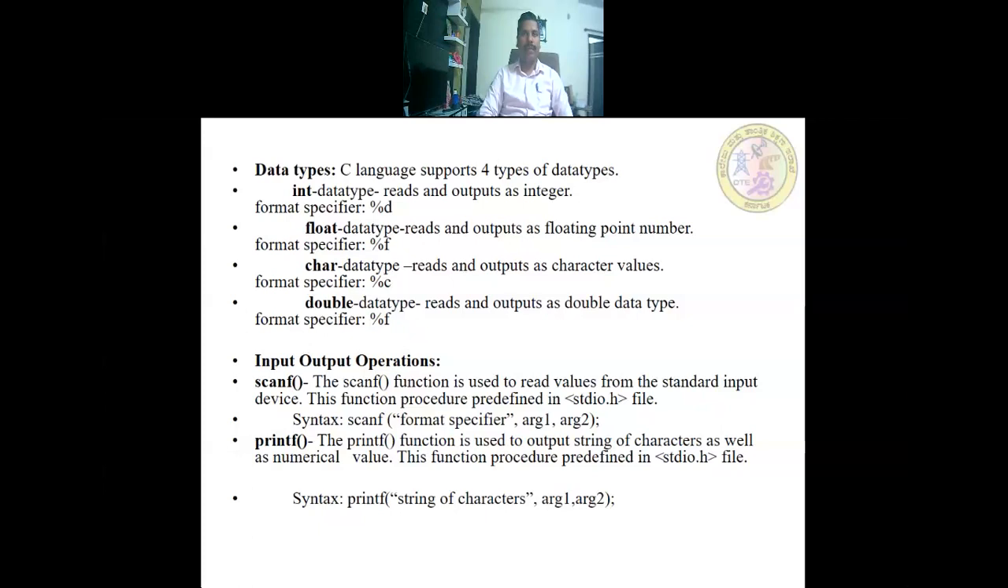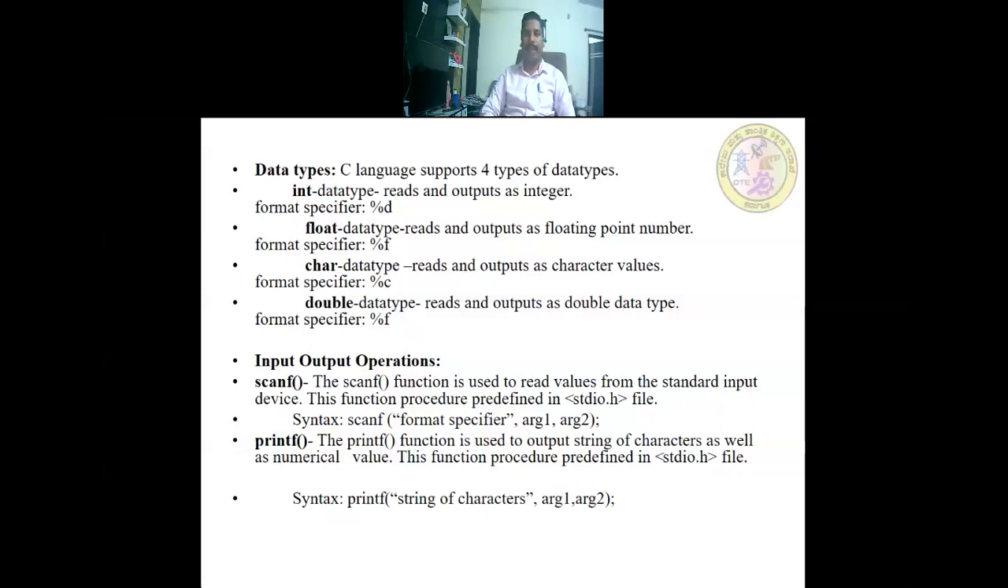Float is a data type which reads and outputs as a floating point number. The format specifier is %f. Character data type reads and outputs character values. The format specifier is %c. Double is the data type which reads and outputs double values. The format specifier is %f.